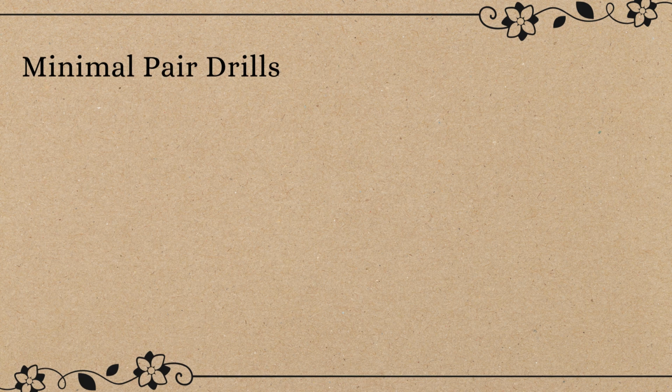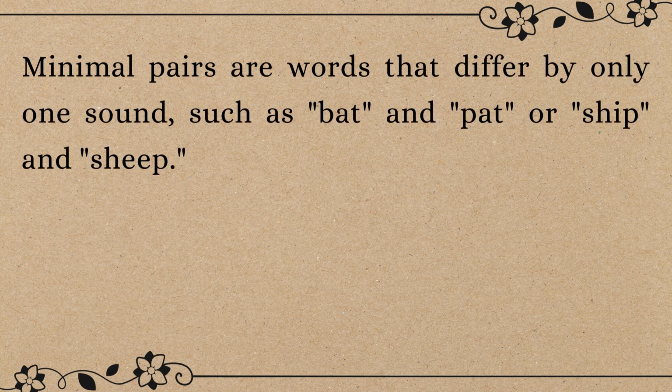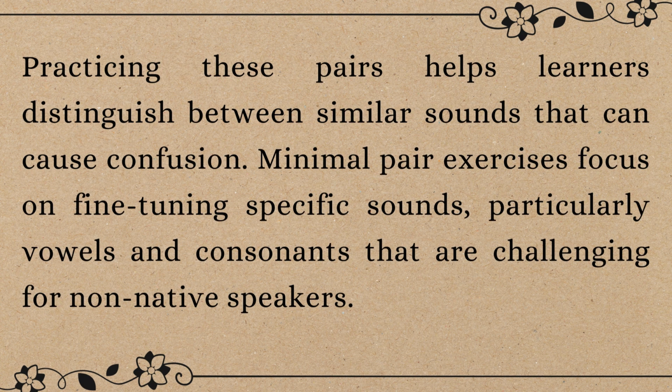Over time, this exercise can significantly improve clarity and fluency. 3. Minimal pair drills. Minimal pairs are words that differ by only one sound, such as bat and pat or ship and sheep. Practicing these pairs helps learners distinguish between similar sounds that can cause confusion. Minimal pair exercises focus on fine-tuning specific sounds, particularly vowels and consonants, that are challenging for non-native speakers.